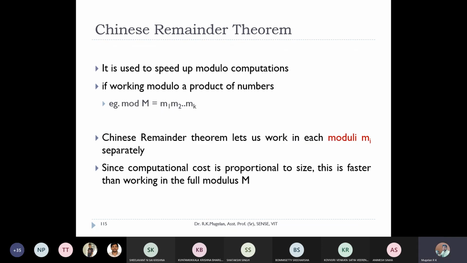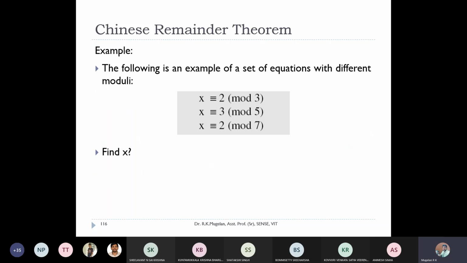This is used to speed up your modular computations in the Chinese remainder theorem. Even if you have any modulus like M, you can split it into multiples like M1, M2. I can use this Chinese remainder theorem. You'll see how with an example directly.